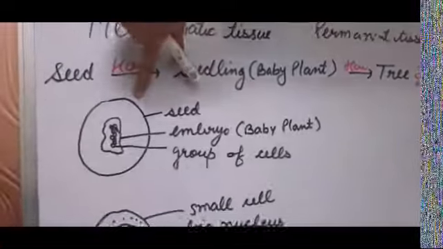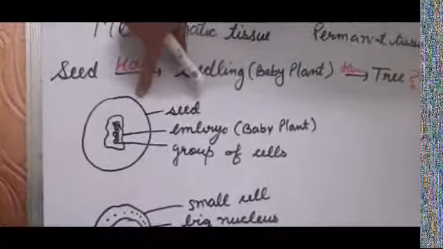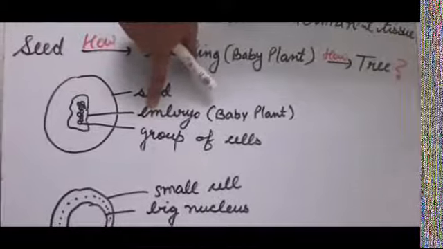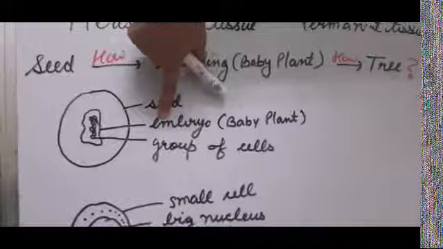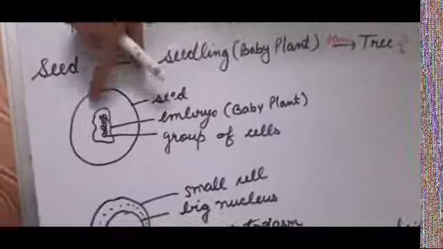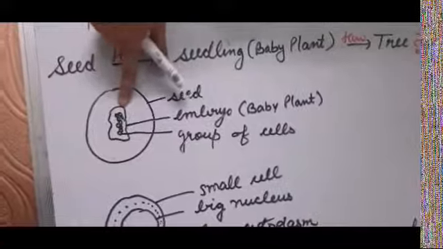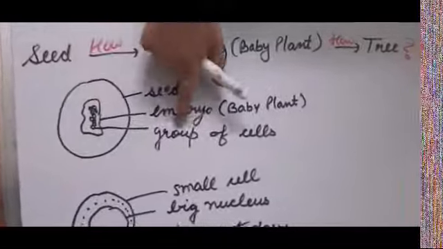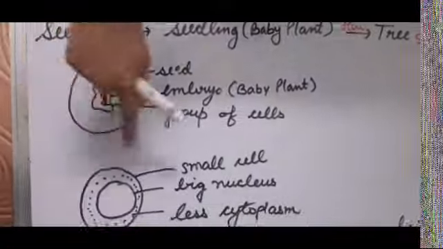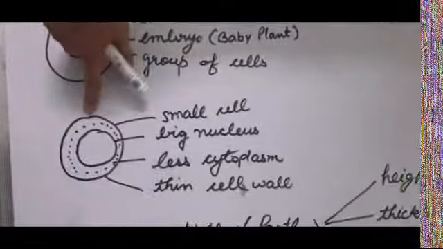Now see here, this is the structure of a seed. Now what happens? Inside the seed is the embryo. Embryo means the baby. For example, in humans also, when the baby is in the mother's womb, same way here also inside the seed there is an embryo, means the baby, and inside the embryo there is a group of cells. So many cells are there. So we can take out one cell and we can see this. So this is one cell.